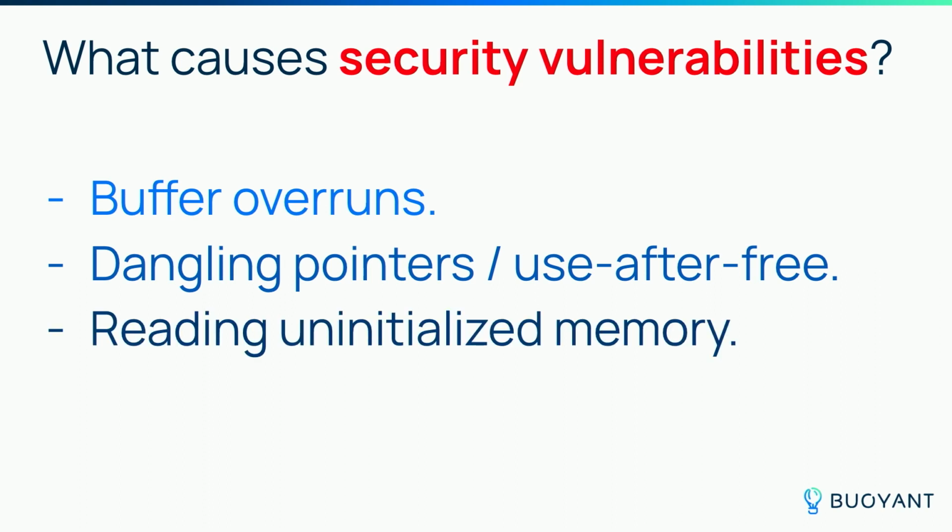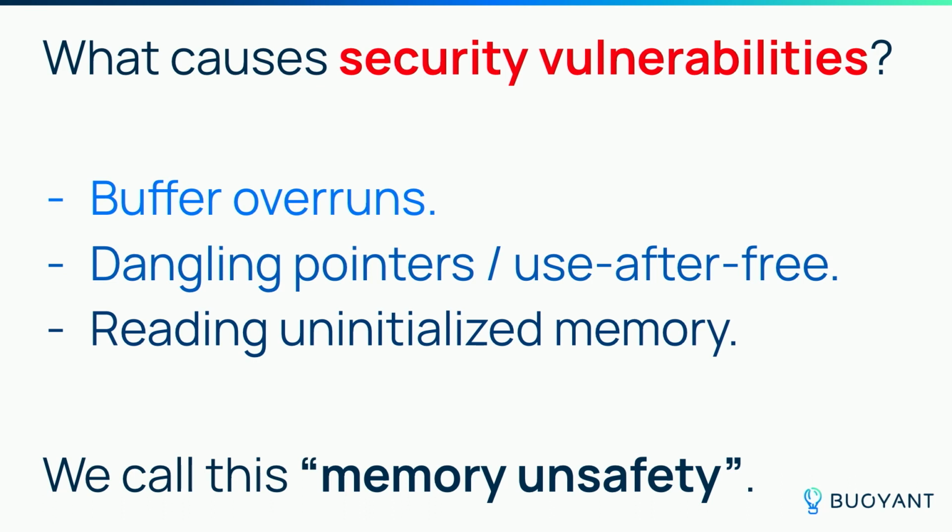Or kind of the flip side of that, reading uninitialized memory, so reading a piece of memory before it's valid. So these are all different examples of what we call memory unsafety. Basically accessing a piece of memory, assuming that it's one thing when it's actually something else.